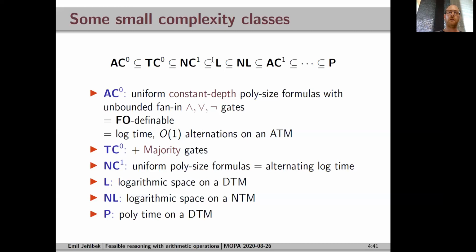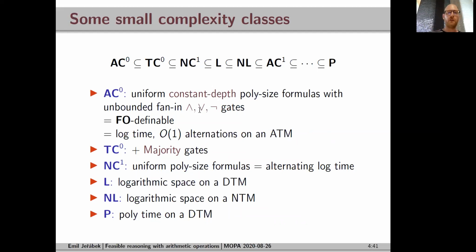L is also a very common complexity class. This just means languages computable in logarithmic space on a Turing machine. And NL means non-deterministic logarithmic space. And then the other classes here are usually defined as circuit classes. So the basic class AC0 consists of languages that can be computed by a uniform family of formulas that have polynomial size and constant depth. And if we have constant depth, then in order for this to make any sense at all, we have to allow conjunction and disjunction of arbitrary arity.